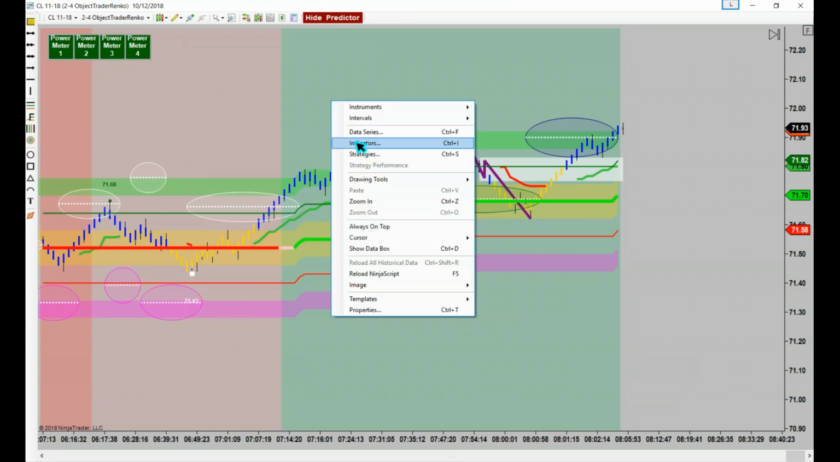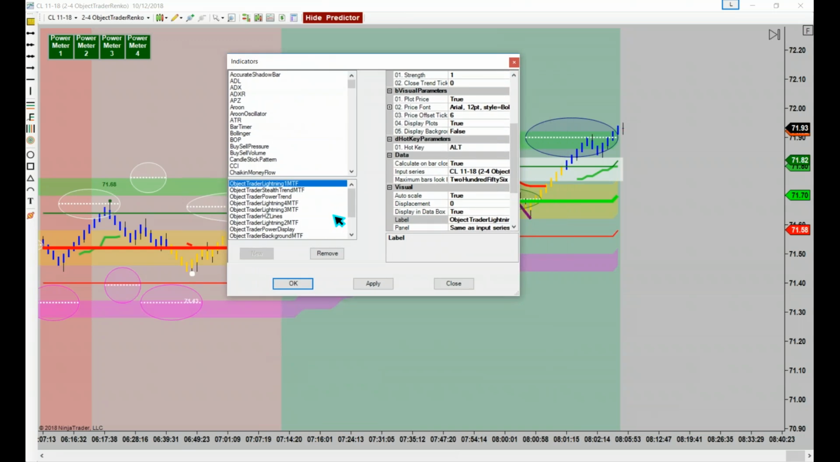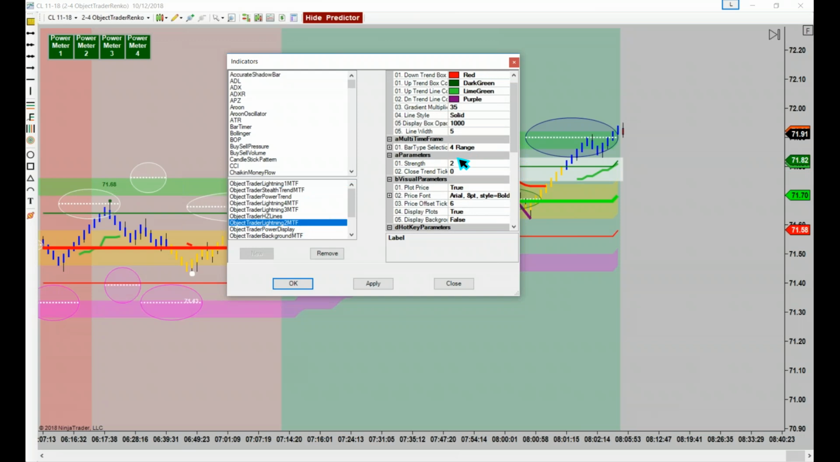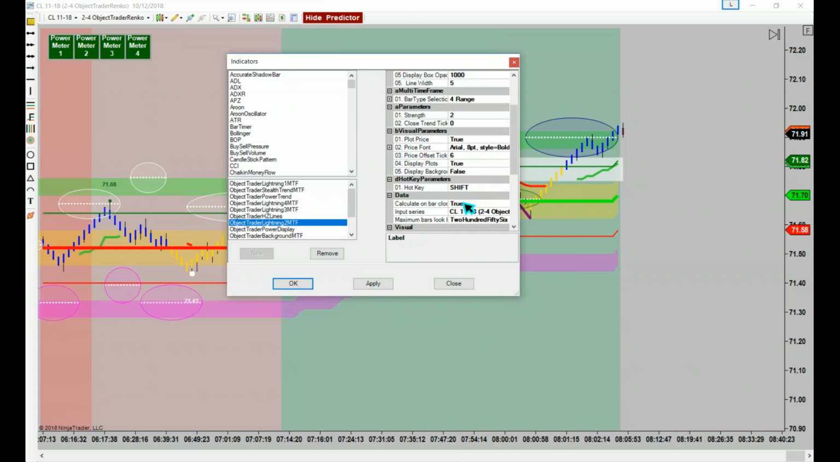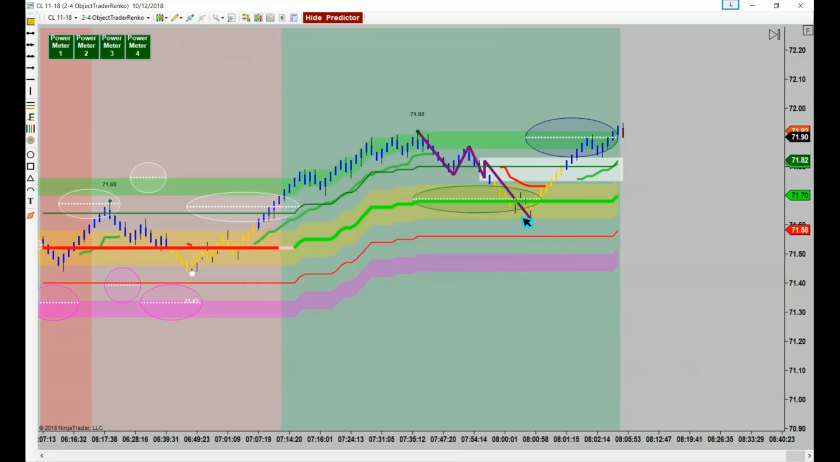Because the way we've got Lightning designed, you can change it to whatever you want it to be. But let's say, for instance, Lightning 2, you've got it set on a 4-range, 2 swing strength. So it's still drawing on that 4-range chart, but it's waiting on a bar to close because we've got it set on bar close, I believe. Let's check. Yeah, calculate on bar close. Okay, so yeah, you can use Renkos.